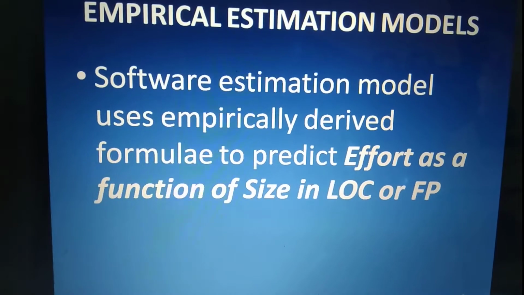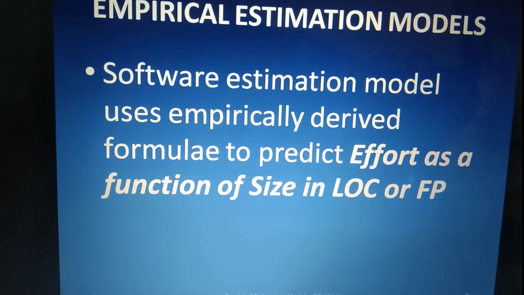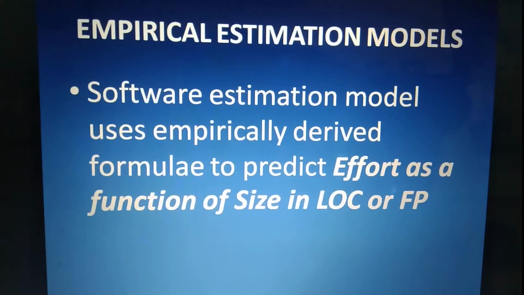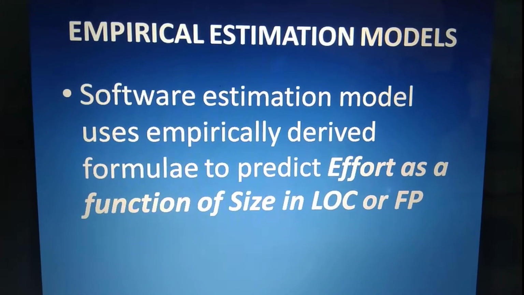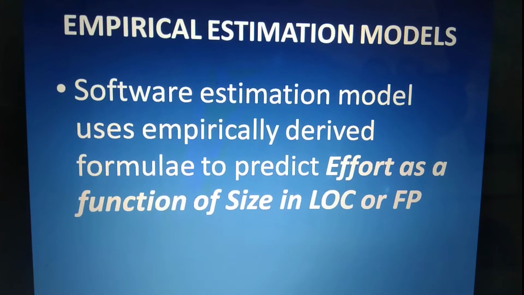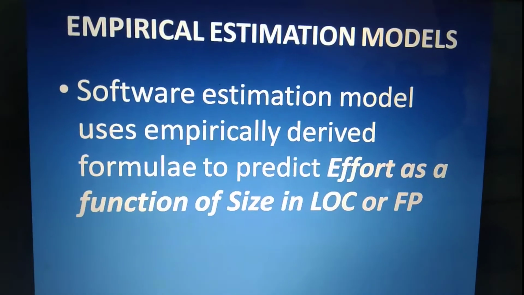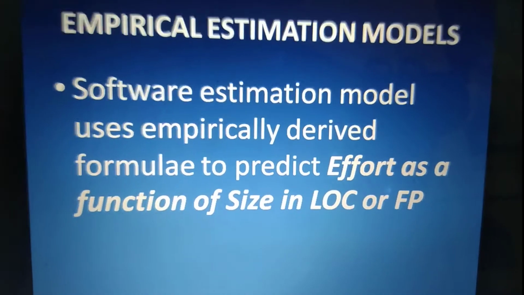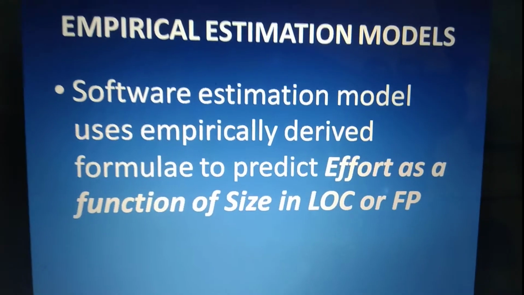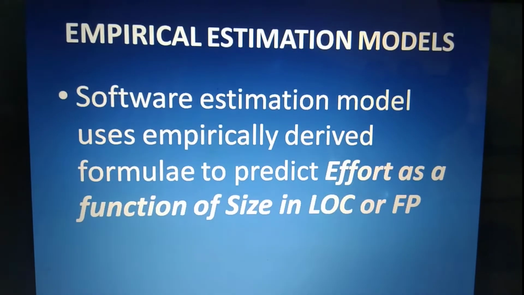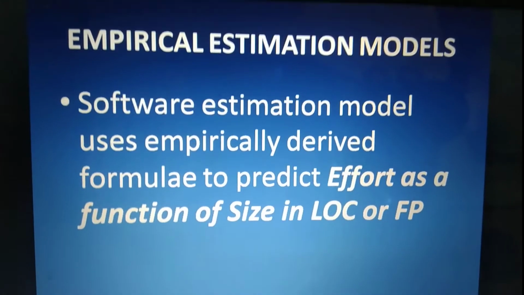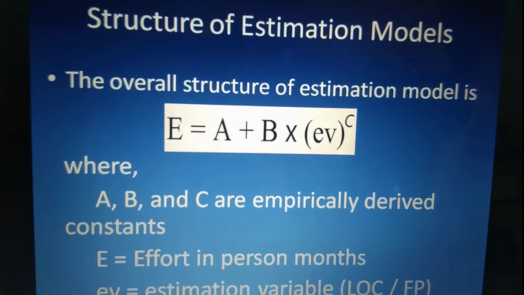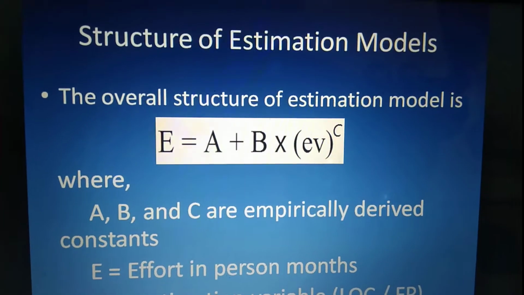The models that have been proposed for the estimation of the software cost are called empirical estimation models, that use empirically derived formulae to predict effort or cost as a function of size in LOC, that is lines of code, or function point. We may say the cost is directly proportional to the size of the software program. There have been so many formulae, so many models proposed by so many authors.